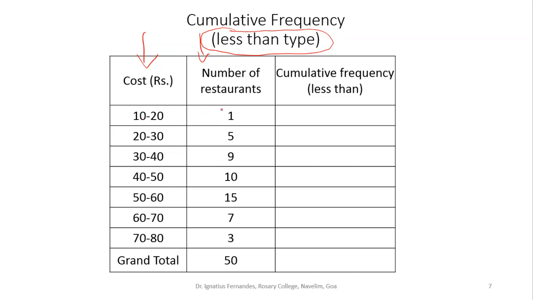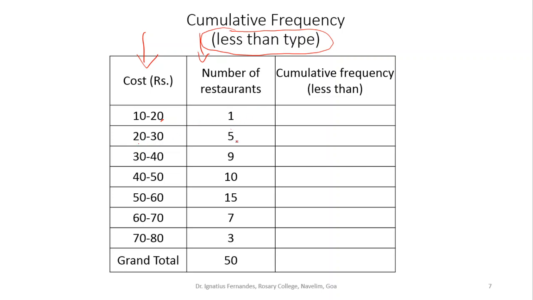Now for 10 to 20, the frequency is 1. What I mean by that is there is one restaurant which gives a meal for rupees 10 to 20, between 10 and 20, and this 20 is not included here, it is included in the next class. So you can very well say that there is one restaurant which gives a meal for less than rupees 20. There are 5 restaurants which give you a meal for rupees 20 to 30, more than 20, less than 30.